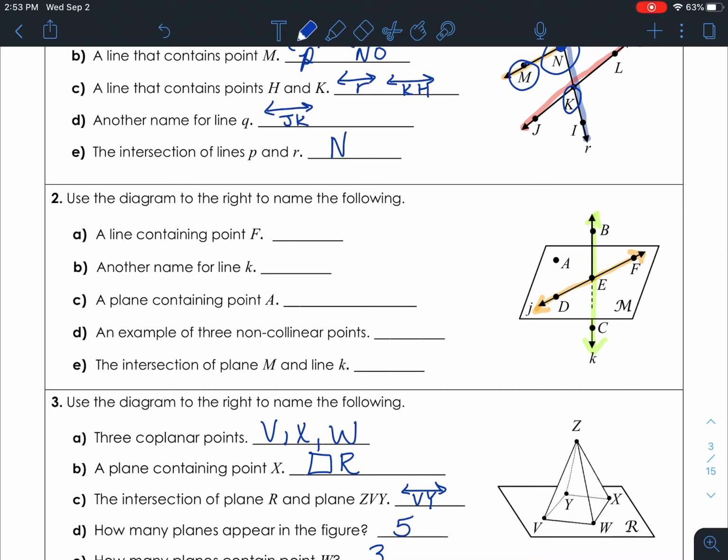Okay? A line containing point F. So again, I'm going to just use line with my lowercase fancy j. You could do any 2 points on the line, that works too. Another name for line K. So line K is that green line, and I'm going to use 2 points that lie on that line. You could do BE, you could do BC, or EC. Let's do BE.